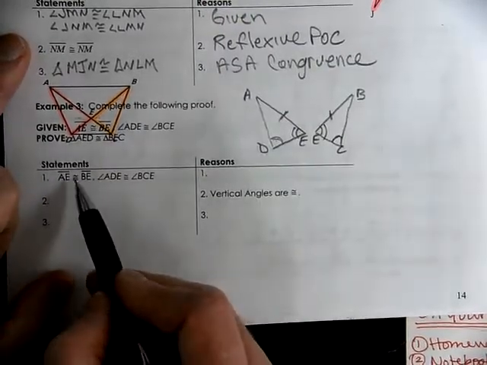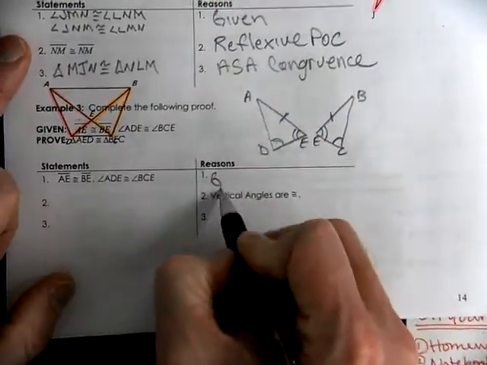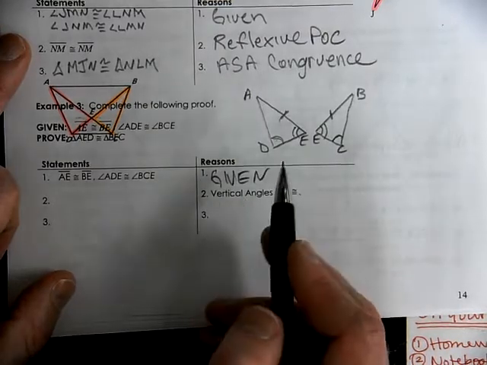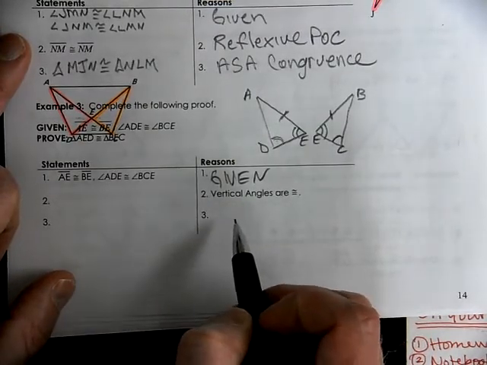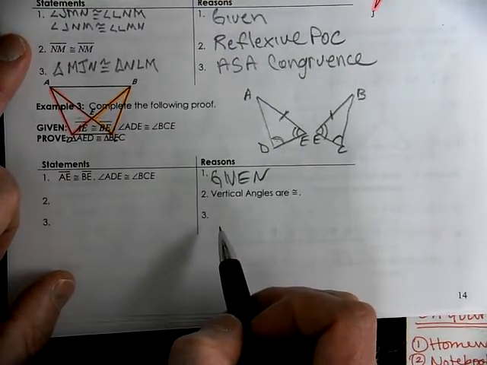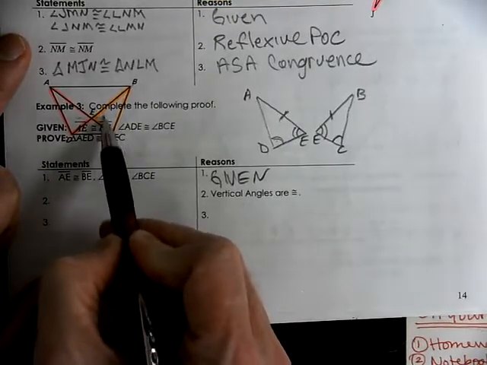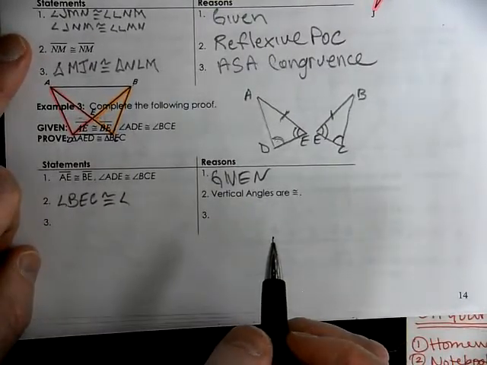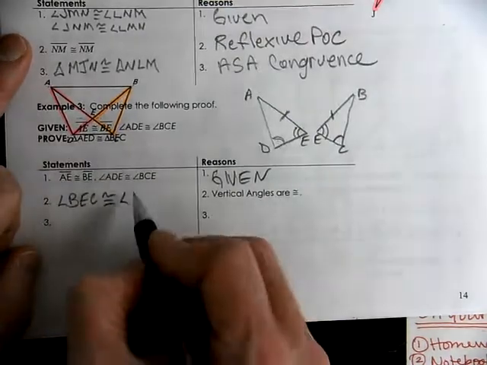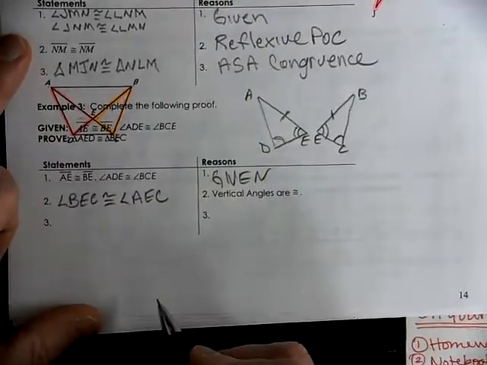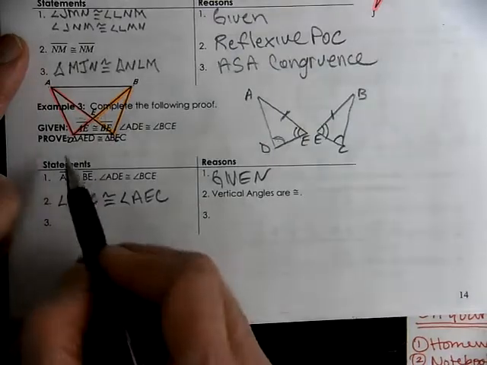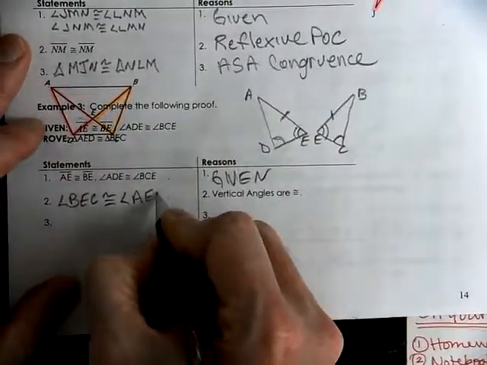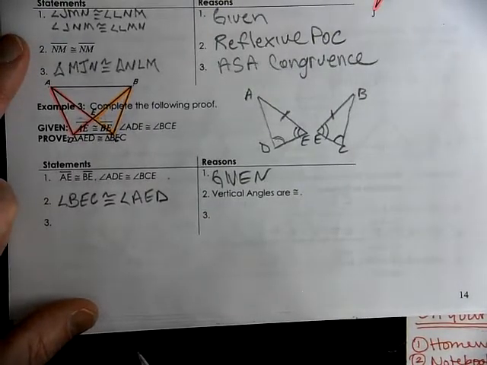So I'm ready to do my proof. We have our given information. Then it wants us to talk about the vertical angles. How are we going to name these angles? I'll give you a hint. You cannot say angle E. BEC, that would be correct. Angle BEC is congruent to angle AED. That is excellent. Good job. The letters matter. You can't just put down any letters you want.